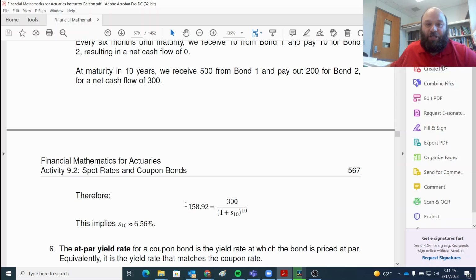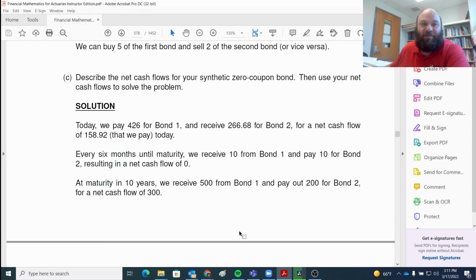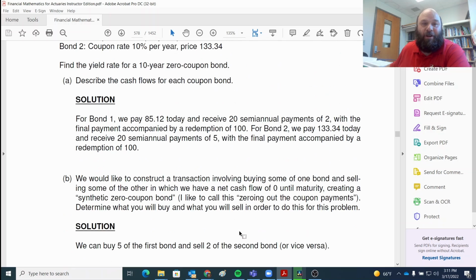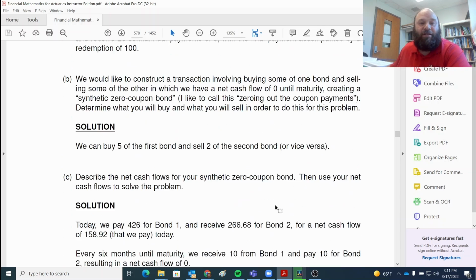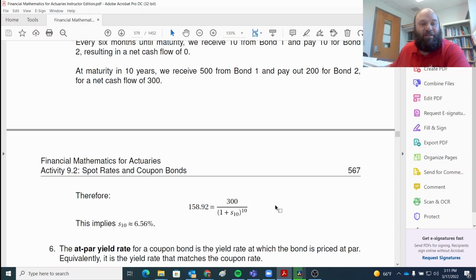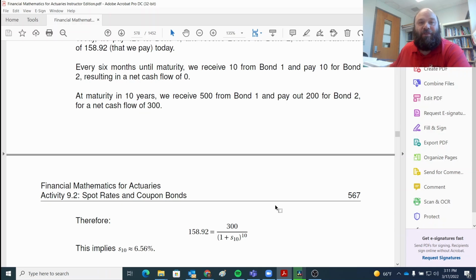So we solve this equation. 158.92 should be the present value of 300 with our spot rate S10. And we find that S10 is 6.56%. Is that our answer? Or did I screw it up? Numerically, it's correct. Yield rate for a 10-year 0 coupon bond. It does not say quote as a semi-annual rate, so I'm sticking with it. 6.56%. And I think if I checked in the back of Broverman, that was probably the right answer.